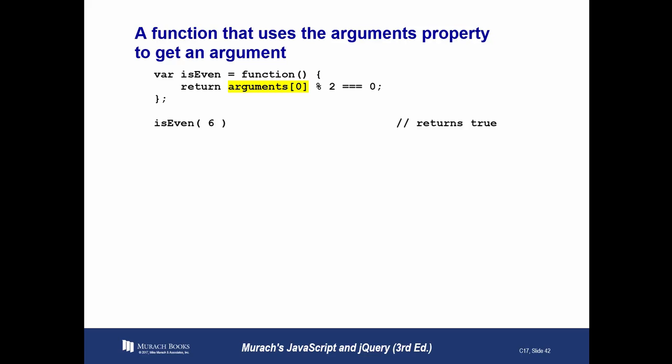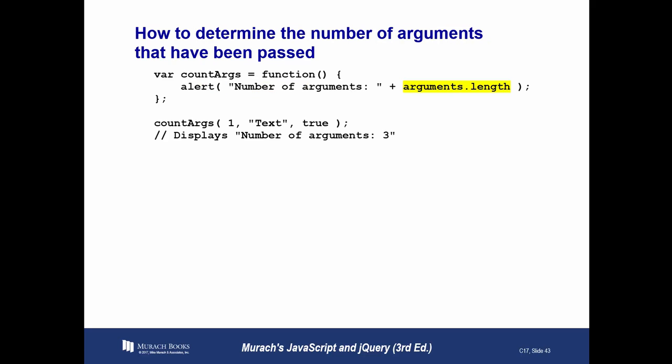In this case, the element at index 0 of the arguments property is used in an expression that returns true if that argument is divisible by 2 with no remainder. In other words, if it's an even number. The second example shows how to use the length property of the arguments property to determine if the correct number of arguments were passed into a function.